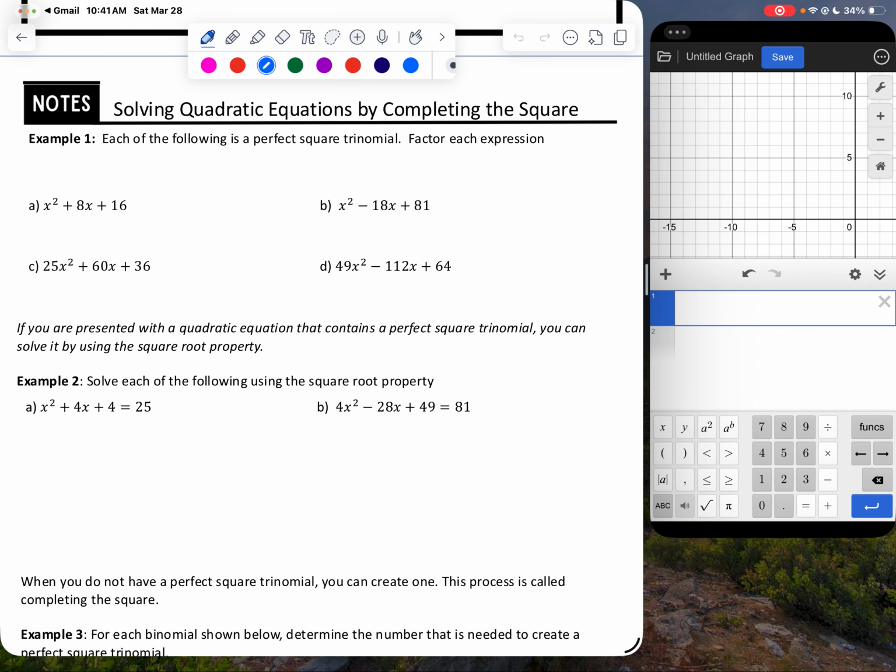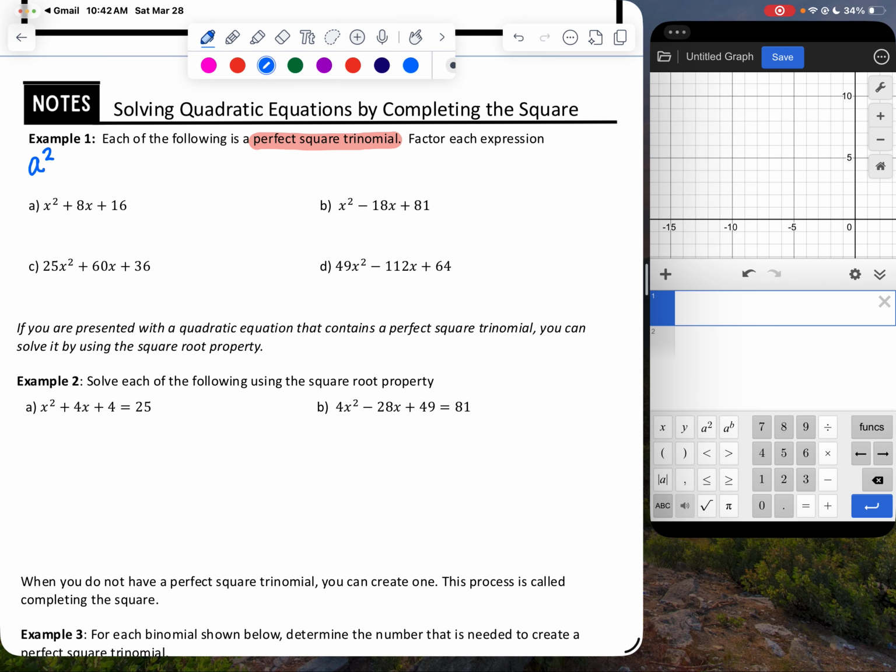Before we get into how to do that, we need to review perfect square trinomials and how to factor them. So in example 1, it says each of the following is a perfect square trinomial, and they want us to factor each expression. So let's review real quick.